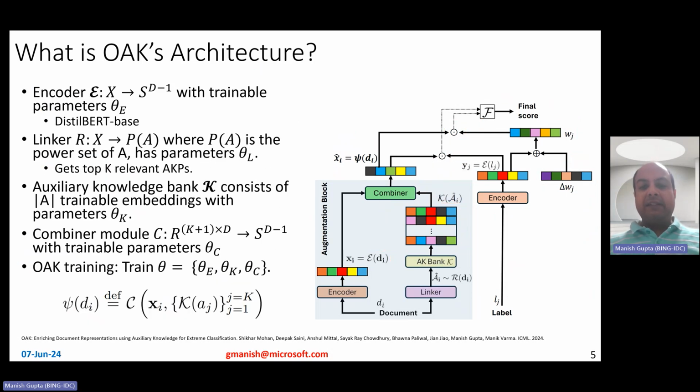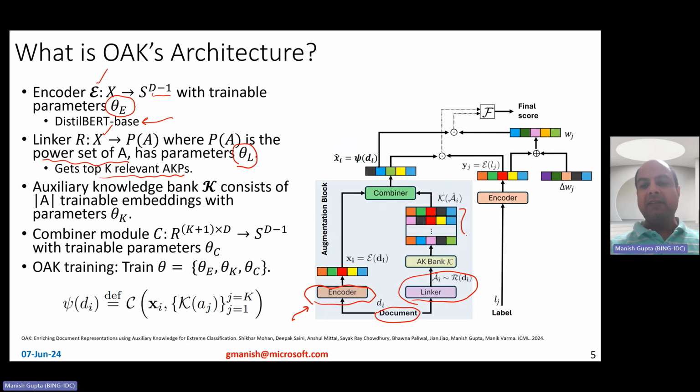Let's get into details. So you see the encoder here. We'll represent that using E, and it figures out a d-dimensional representation for the input document X with trainable parameters theta E. Of course, this could be some BERT-based model like DistilBERT-base. So start with the pre-trained DistilBERT-base, but you fine-tune it to get those parameters theta E. There's a linker R as well, and its job is to take the input document and return k relevant AKPs from the overall set of possible AKPs. It has its own parameters theta L.